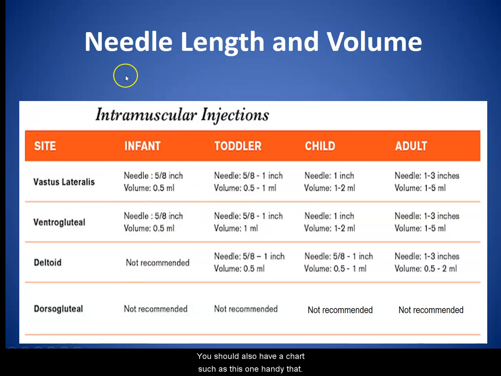You should also have a chart such as this one handy that separates out the recommended needle length and volume based on your patient's age, as well as the site that you're injecting into. So you can see that the deltoid is not recommended for infants, and then for toddlers, these are the sizes that you should be using, as well as the maximum volume amounts that can be administered per site based on the patient's age.